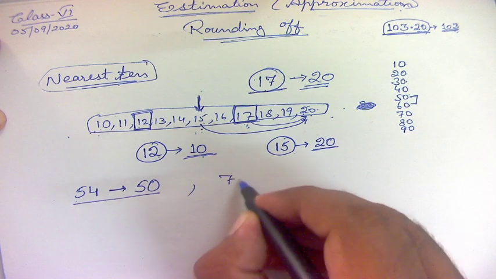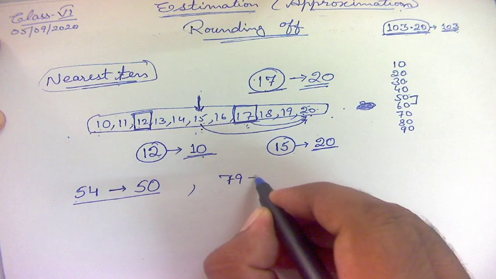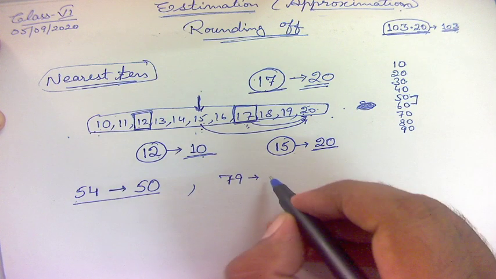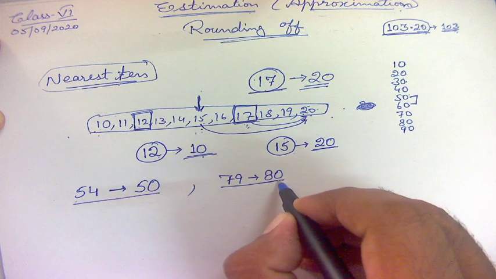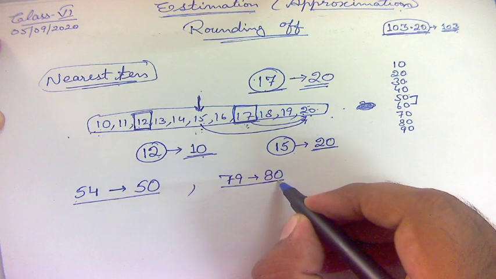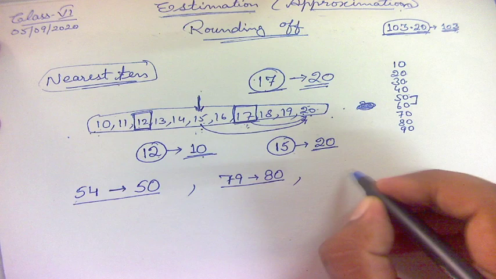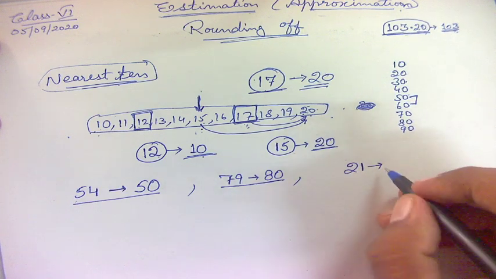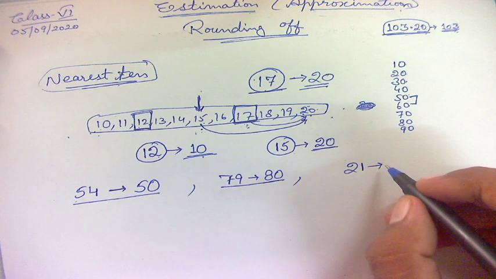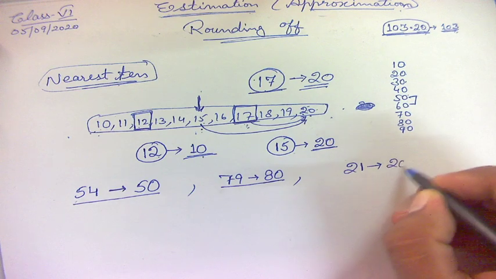If I ask 79, now 79 is near to 80, so rounding off 79 to the nearest 10 it becomes 80. If I ask you, say, 21, now what will we do with 21? 21 will be rounded off to 20.